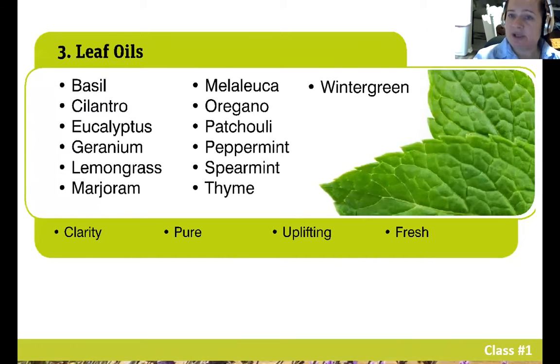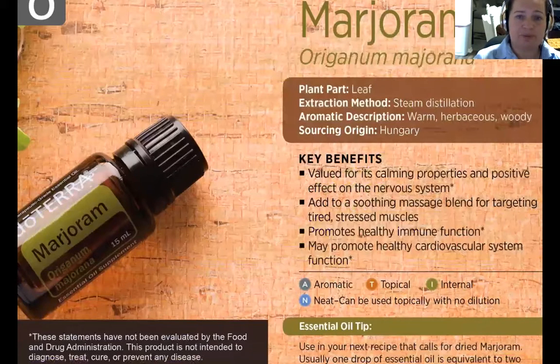So let's talk about marjoram. I love to cook with marjoram. It actually is great for pork loin bake. If you want a recipe, hit me on the private and I will message you the recipe. It's very closely related to oregano and has similar properties. It supports respiratory and digestive issues.